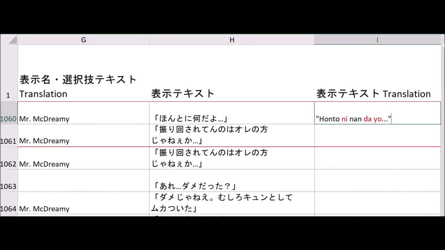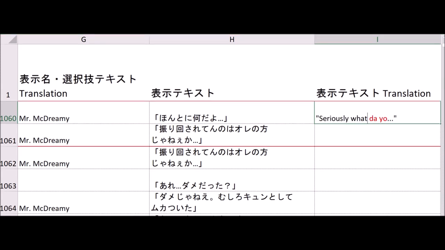You may also notice that honto is spelled without the u at the end. This makes it slangier, especially for the expression honto ni. Nan is a shortened version of nani, which means what. Da is the casual form of desu, which is just something Japanese people put at the ends of their sentences. Yo makes something emphatic. So as you'll see in the next transformation, I made nandayo, what gives.